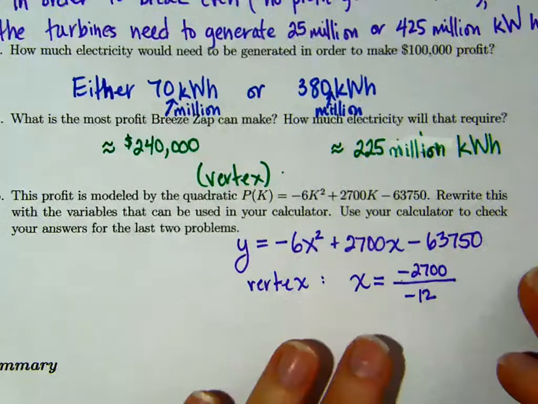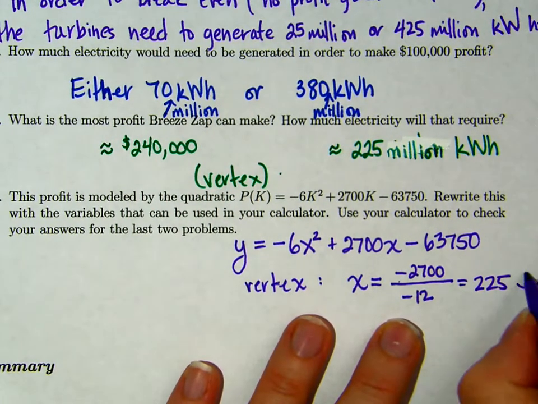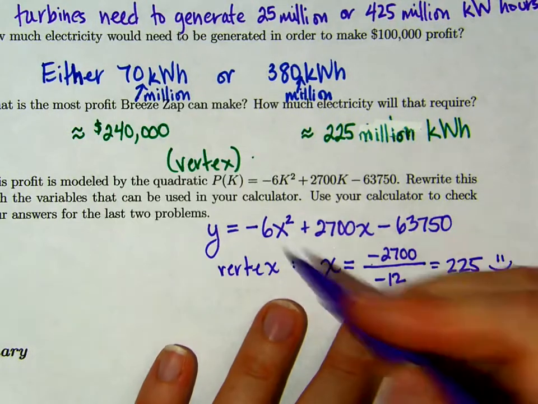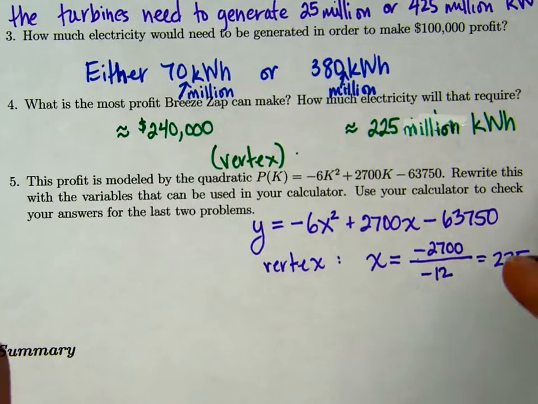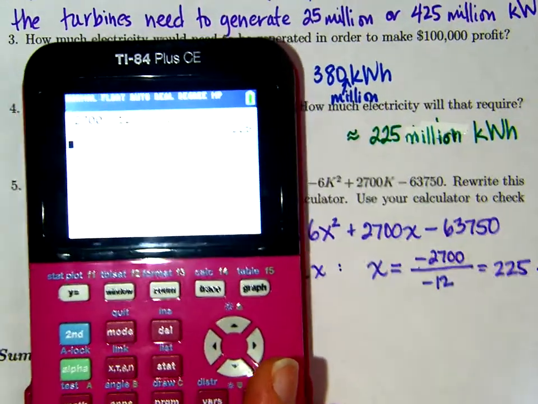225. Okay, that is reassuring, in terms of this. But now we're actually going to use the calculator, it says. I'm going to need that equation.